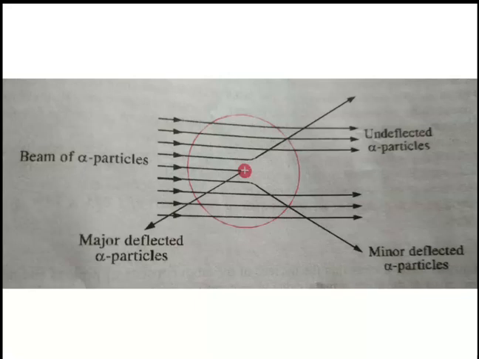As in the diagram, most of the radiations are going undeflected, and after that a few radiations have been deflected at some angle, whereas there is one radiation which retraces its path.